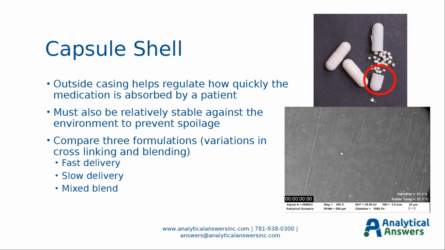This here is a SEM image of the surface of that capsule shell when seen in the SEM. In addition to being able to dissolve when you want it to, you also want it to not dissolve when it's just being stored so that it's ready for use, and so it must be relatively stable against the environment to prevent spoilage. So I have videos where we'll compare 3 different formulations, which were variations in the cross-linking and blending of the materials to produce a fast delivery capsule, a slow delivery capsule, a more extended release, and then a mixed blend experimental material.